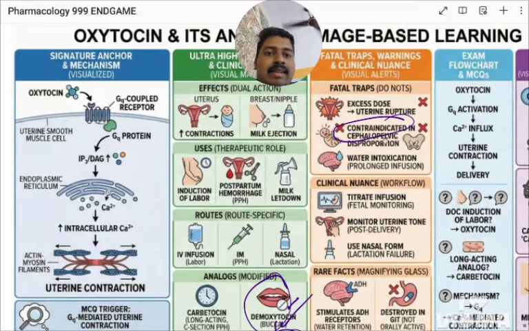Second, it is contraindicated in cephalopelvic disproportion, because the pelvic cavity can't expel the fetus. Okay, because there is not enough room for expulsion of the fetus. So what happens if you give more contractions? That can lead to detrimental effects.